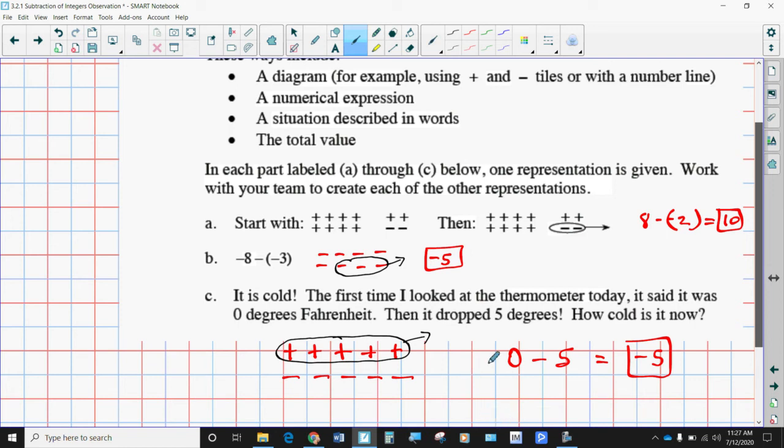Okay, so using a little bit of logic with our tools can help us solve problems that otherwise might have seemed confusing.